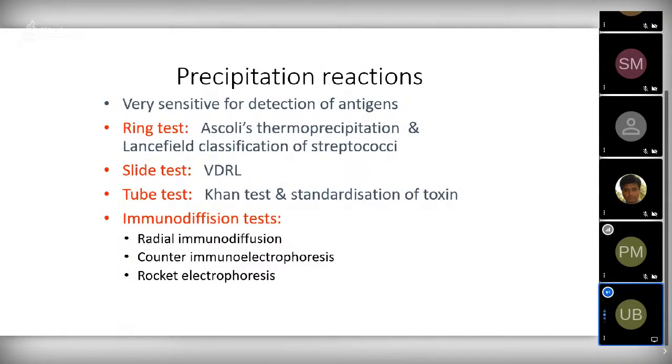One such is the ring test, where you add a solution of the antibody and a solution of antigen, and they mix together, and at the junction, the zone of equivalence, they form a precipitate, and that is called the ring test. The classical examples of the ring test are the Ascoli thermoprecipitation test and the Lancefield classification of streptococci. How many types of Lancefield classification of streptococci exist? Anyone?